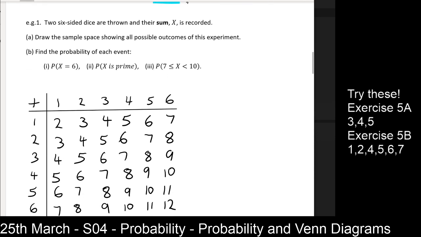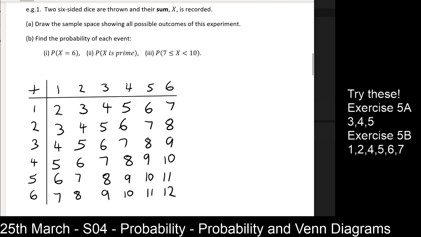Let's get into the examples. So we've got 2 6-sided dice are thrown and their sum X is recorded. Draw the sample space showing all possible outcomes of this experiment. So I've done this already. This is our sample space. So you just write down all 36 outcomes that could happen. So obviously we get a 1 and a 1, we get 1 and 2, 1 and 3, or we get things like 4 and 6, and all those outcomes are down there. So there's 36 outcomes there altogether.